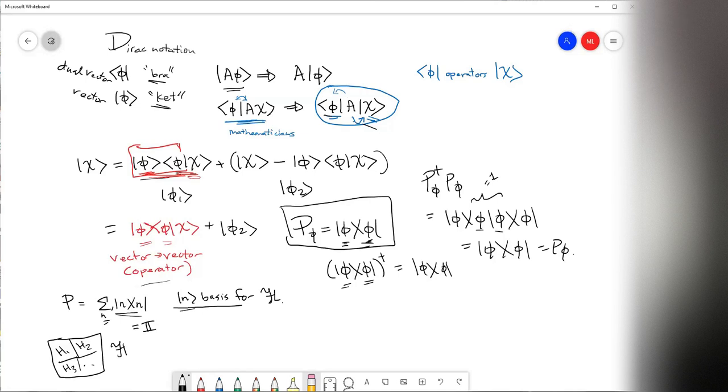So the identity is equal to the sum over the basis vectors for your Hilbert space, up to the dimension of the Hilbert space, remember we had that. So this is a key fact. It's called a completeness relation. And that's very useful in calculations, this kind of thing.